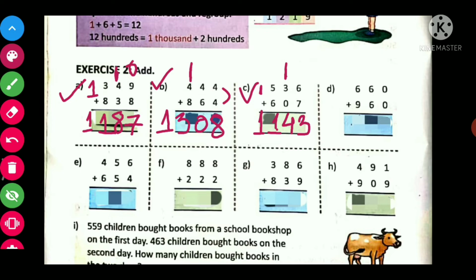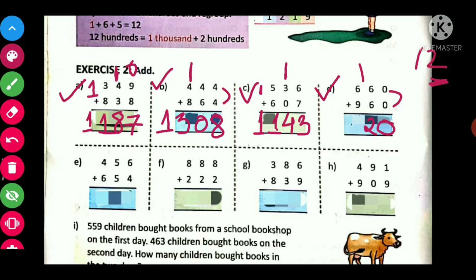So one more I will do, the T part. See, 0 plus 0 will be how much? 0 only, so we'll write 0 here. Now 6 plus 6 will be how much? 12, right? So 2 we will write here, and this 1 we will write here. So now in the 100 place, 1, 6 and 9 are there. So 1 plus 6, how much will it be?